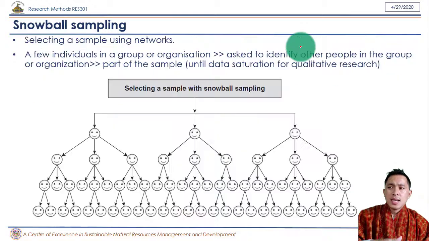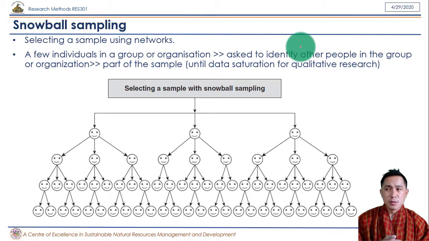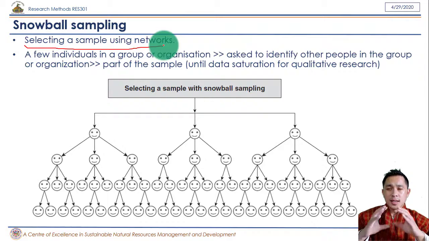The last, not the last, but one of the five commonly used is snowball sampling. This is a process of selecting a sample using networks, meaning you choose one person, and based on that person's network, that person will choose another person, and that person will choose another person again. If it is quantitative, if your sample size is 30, you go on with your study until you reach 30 based on their recommendations and network. If it is qualitative, until you reach your data saturation point, that's it.